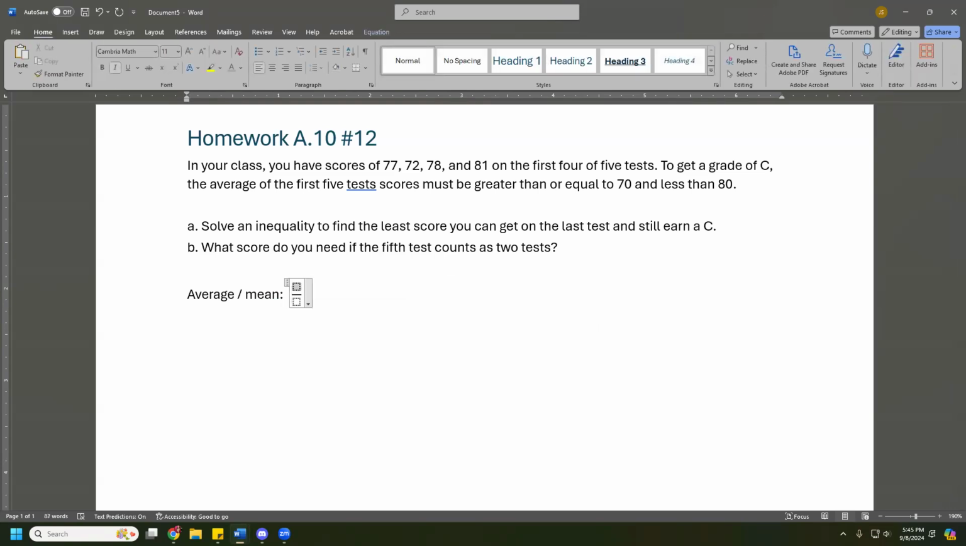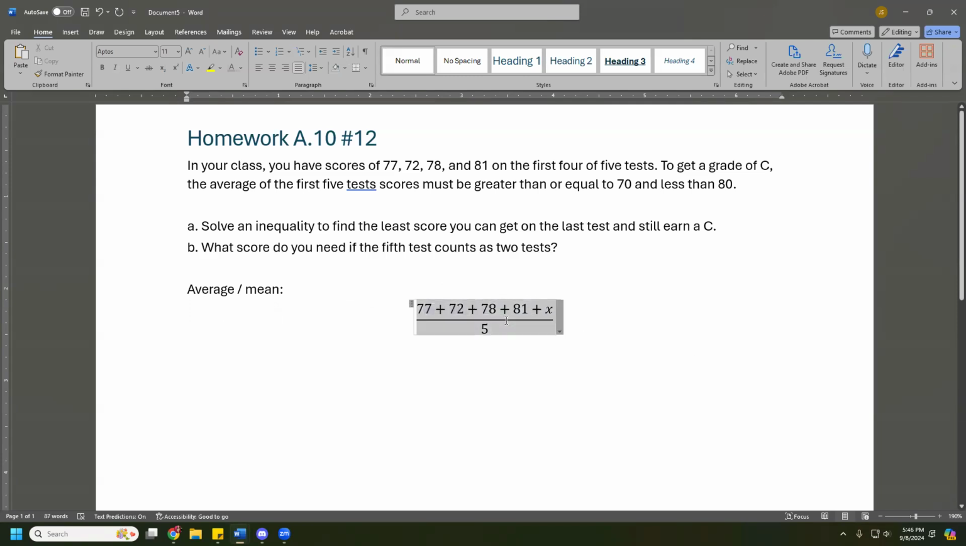So in this case, I want to add up all of my test scores. So I'm going to have 77 plus 72 plus 78 plus 81. And I also have another test. So I don't know what that test is yet. I'm going to leave it as X. Real quick, I'm going to enter this down so that way the text looks larger. So I have a total of 5 tests. I've added them all up, and now I need to divide by 5 because that's how many tests I have.